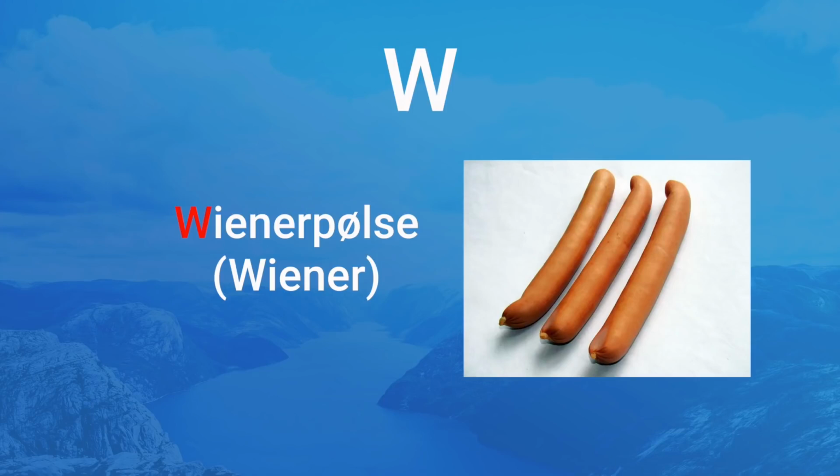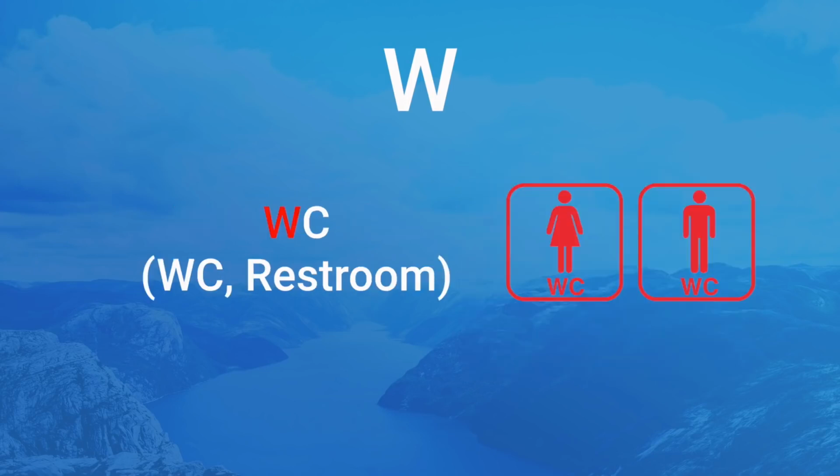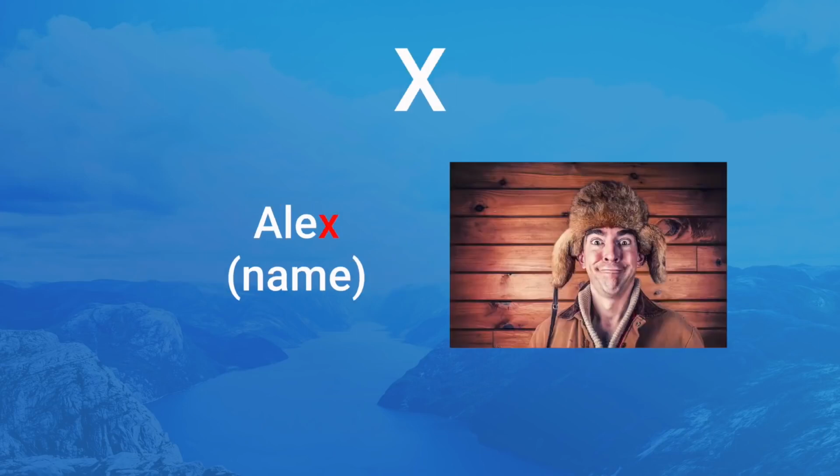Wienerpølse. Extremely few Norwegian words use W. It's very, very uncommon, just like the Q, and it actually sounds exactly the same as V. In fact, people even say "vé-sé" instead of "WC".